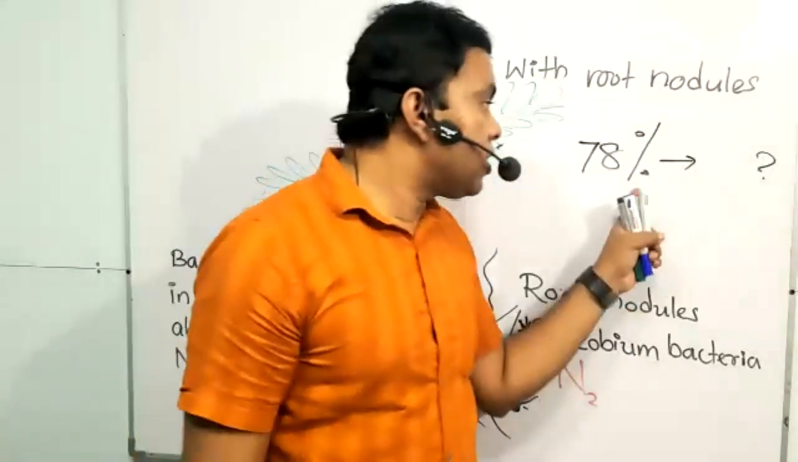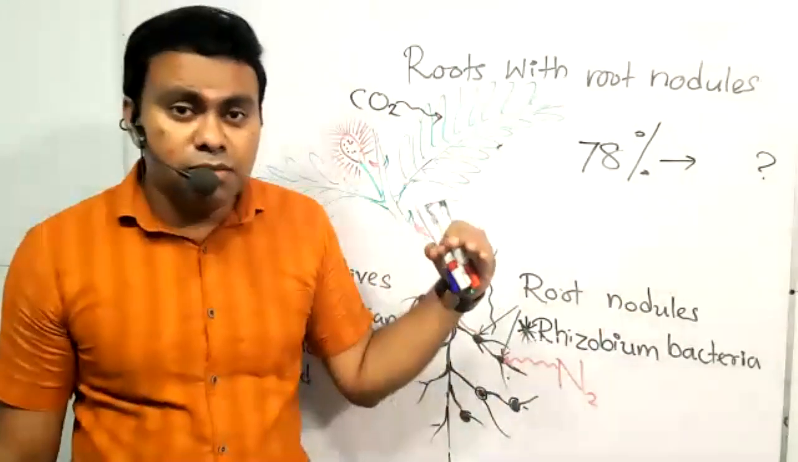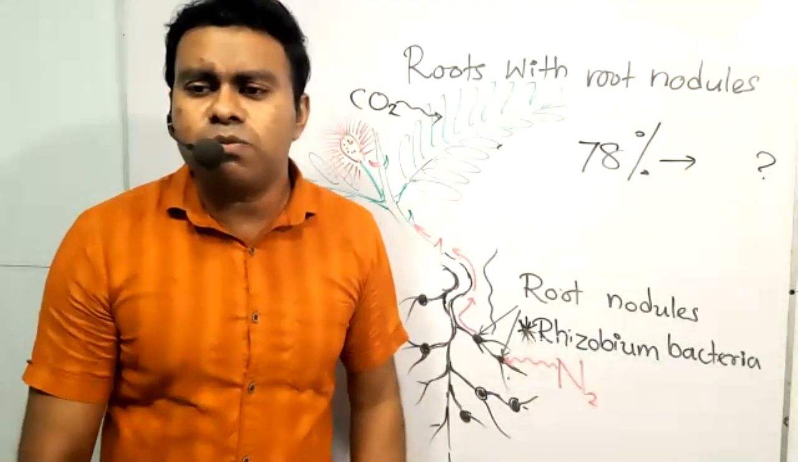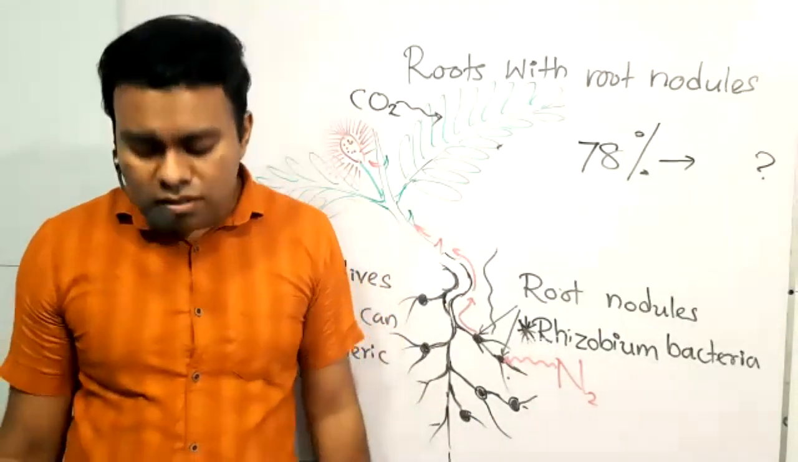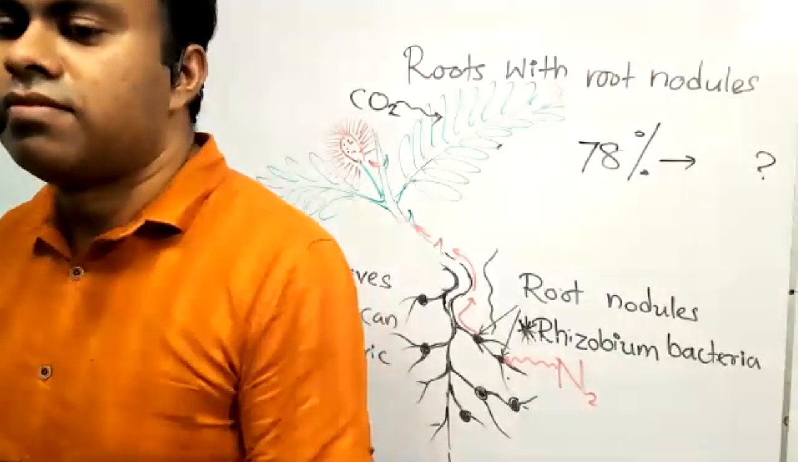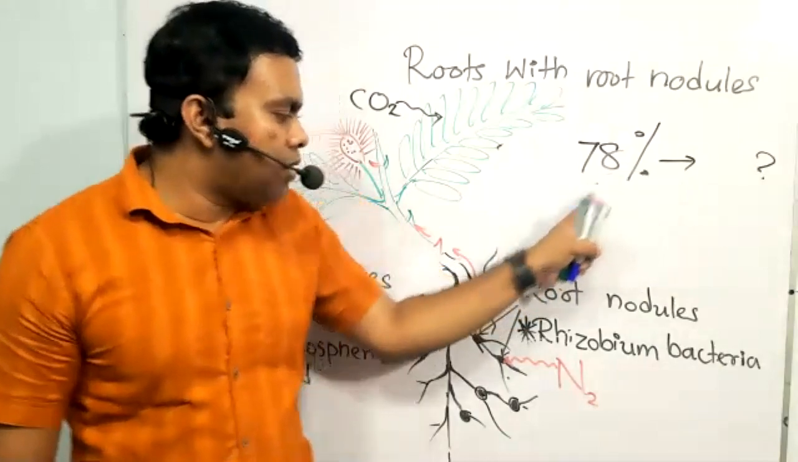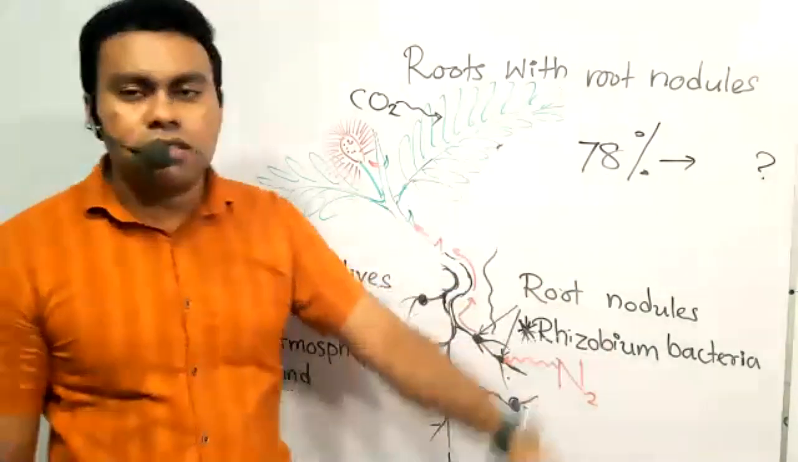Although nitrogen is the maximum percentage in the atmosphere, can it be absorbed? Dinuda, can it be absorbed by green plants?